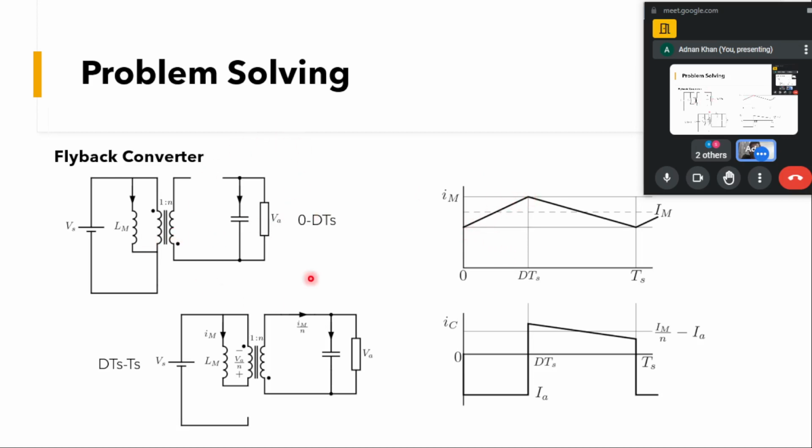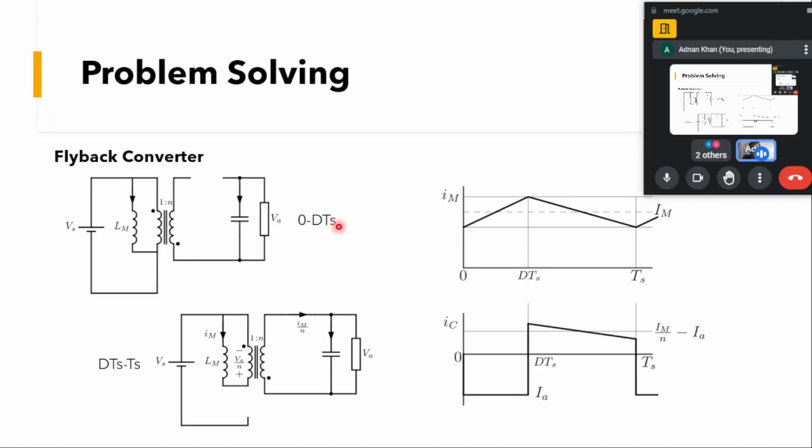Also, if you can see on the secondary side, this side is not connected to this circuitry at this moment. The current through this capacitor will be the negative of the current that will flow through the load. So IC will be equal to minus IA, that is negative here, in this 0 to DTS interval.